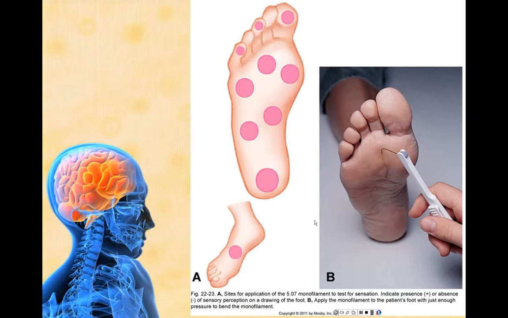This is how you do a monofilament test for patients with diabetes. You'll be testing different areas of the foot with this thin piece of monofilament similar to fishing line, to see if they are able to sense that. Just enough pressure to bend the monofilament, and they should be able to feel that in all of these areas. If they're able to feel that, then that's a normal exam.